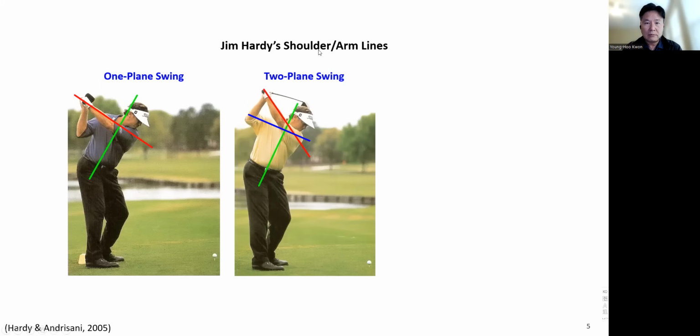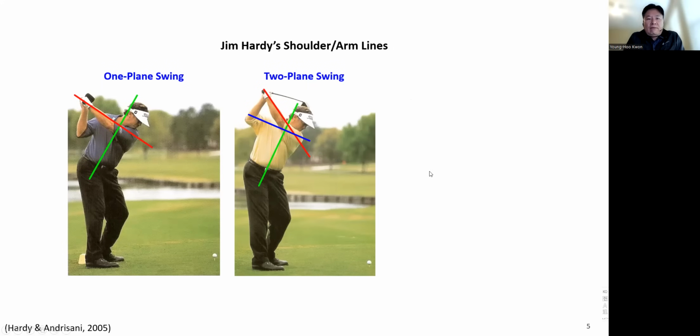So I just call them shoulder line and arm line. Although he's classifying the swing into a one-plane swing and a two-plane swing, I didn't see the plane explained in this book here. So it's just a way to classify the swings, but the term plane does not really mean anything specific.